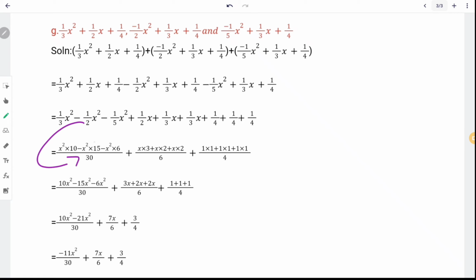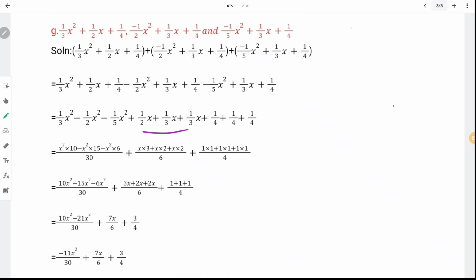Then 2, how many times is 30? 2, 15 times. Let's go with the next, again minus 1x squared. If I multiply, I'm simply going to get minus x squared here. Then 5, how many times is 30? 5, 6 30. If we're done with that, let's go to the next.